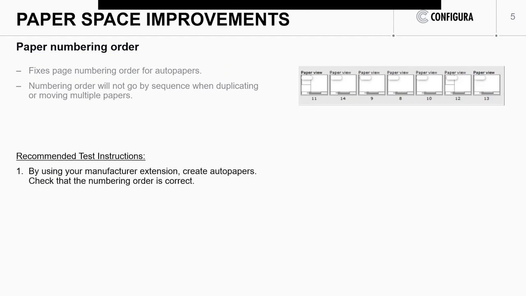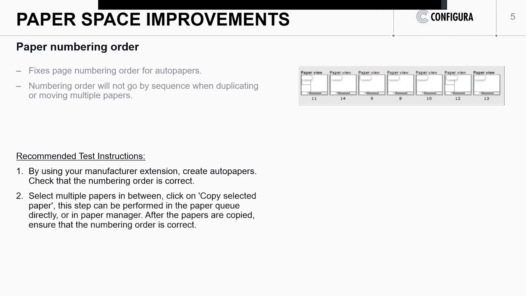First, by using your manufacturer extension, create automatic manufacturer papers. Check that the numbering order is correct. Then select multiple papers in between and click on copy selected paper. This step can be performed in the paper queue directly or in the paper manager. After the papers are copied, ensure that the numbering order is correct. Also try dragging papers to sort, and the numbering order should also be correct. The screenshot shows the issue, where you can see that the numbering is not in order.